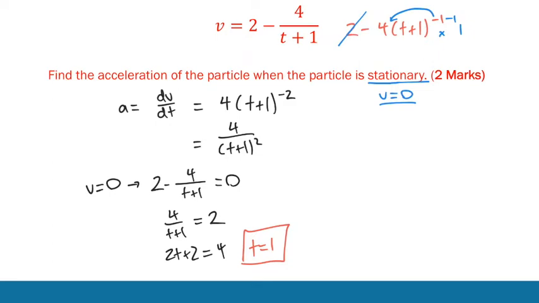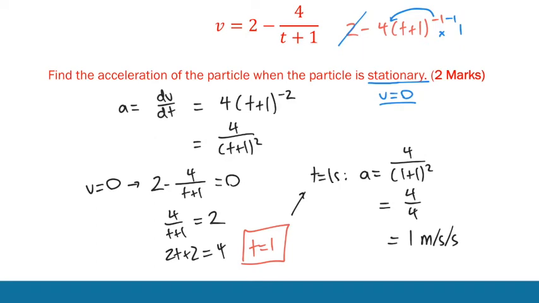So all we do now is say, well, when t is equal to 1 second, then a is equal to 4 on (1 plus 1) squared, which is 4 on 4, which is 1 meter per second per second. So the acceleration of this thing, when it's stationary, is 1 meter per second squared, and because it's positive, it's to the right.